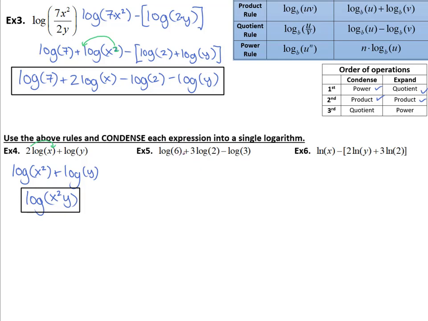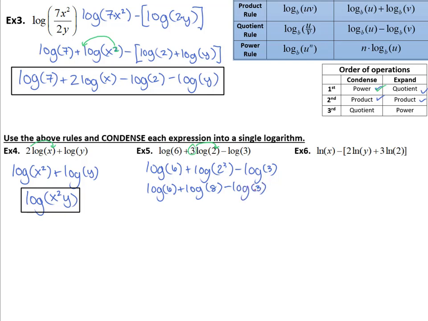Okay, let's try this next one. What about here? Again, we're doing the power rule first. So we're going to bring this 3 in as a power of 2. So that's going to become 2 to the 3rd power. Which, because it's a number and not a variable this time, we can actually evaluate. That's going to become 8. So I know I'm probably writing an excessive number of lines here, but that's going to become 8.